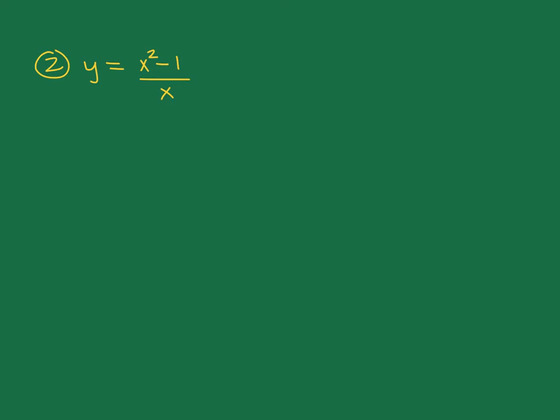So here's another one. You're welcome to try it on your own. So let's go ahead and start by factoring. We get x plus 1 times x minus 1 all over x. You'll notice that nothing cancels out, so I'm not going to do anything on that part. I am going to find my intercepts. So to find my y-intercept, I'm going to set x equal to 0, but actually, if you set x equal to 0, you get a 0 denominator, so I actually don't have any y-intercepts.